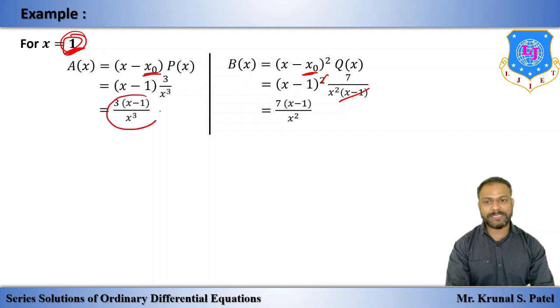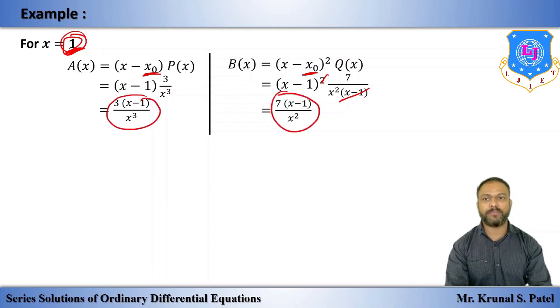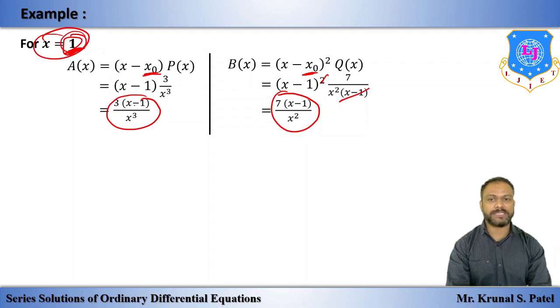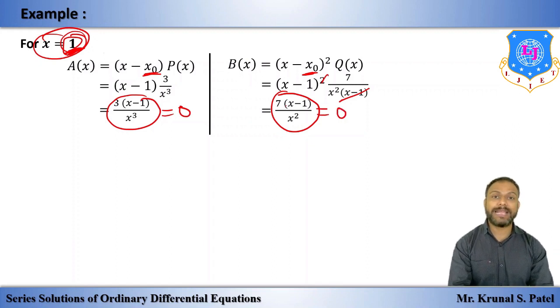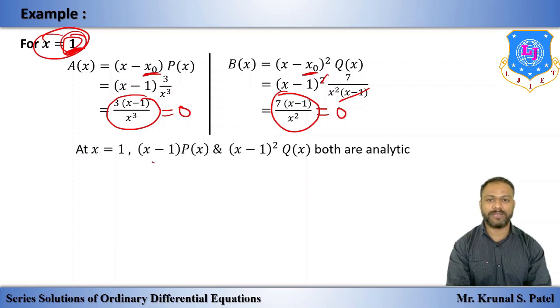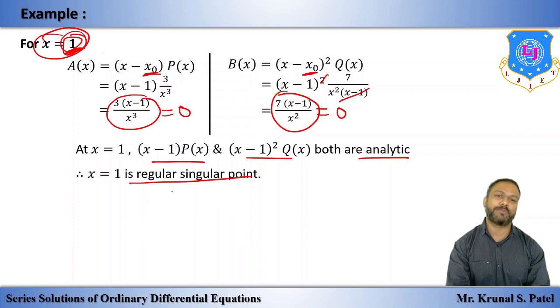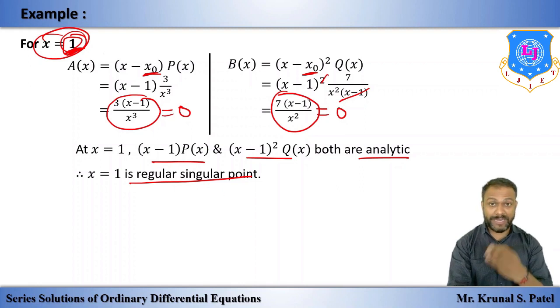So now we have our a of x and b of x. In this we will put x is equal to 1. So if we put x is equal to 1 here, 1 minus 1 is 0, so 3 into this becomes 0, and in a similar way this also becomes 0. That means both are finite. 0 is a finite number, okay, it is not infinite. So both are analytic. So at x is equal to 1, both are analytic. So x is equal to 1 is a regular singular point. So this is the process of how to find singularity. Okay, it is already mentioned in the question, find singularity.